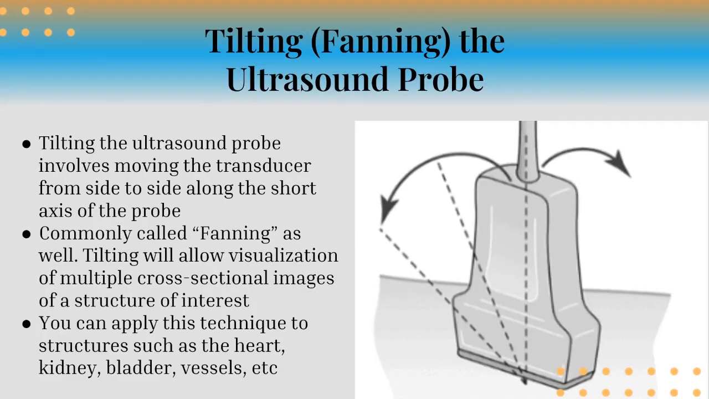Tilting or fanning the ultrasound probe involves moving the transducer from side to side along the short axis of the probe. It's commonly called fanning as well. Tilting will allow visualization of multiple cross-sectional images of a structure of interest. You can apply this technique to structures such as the heart, kidney, bladder, vessels, etc.